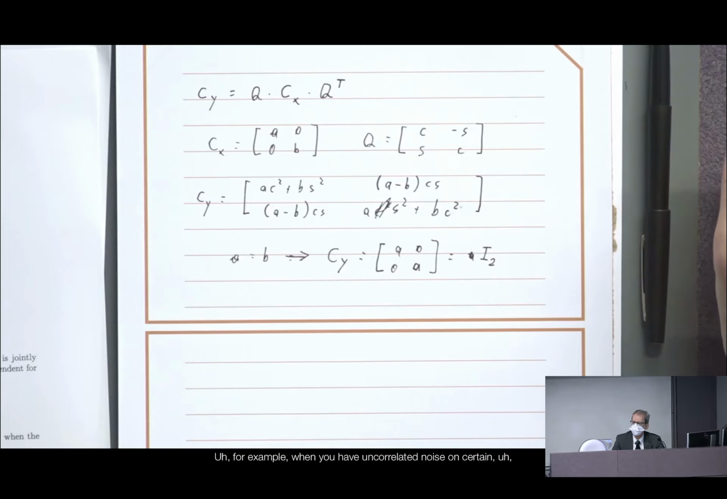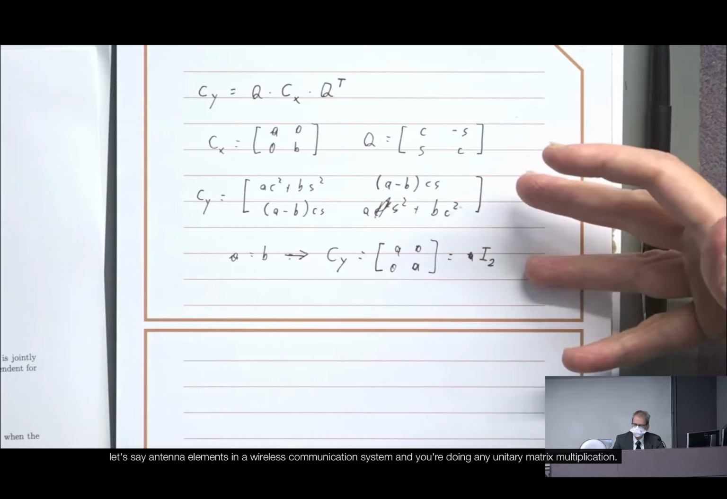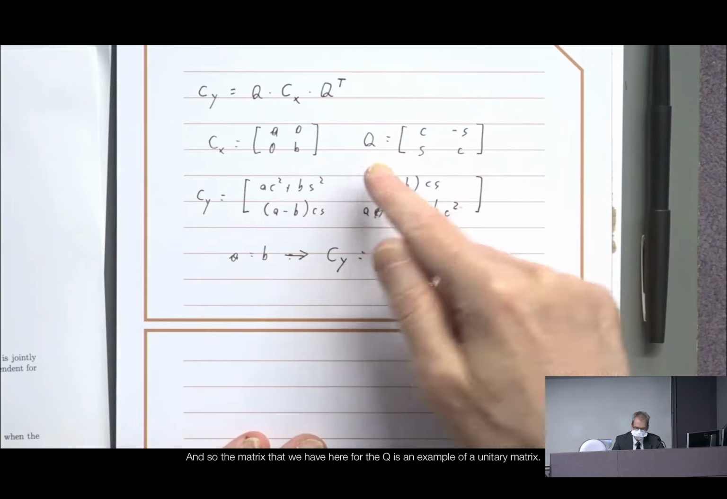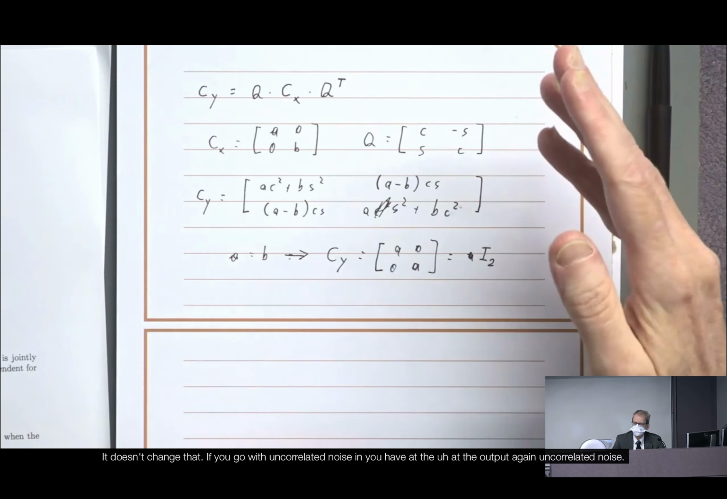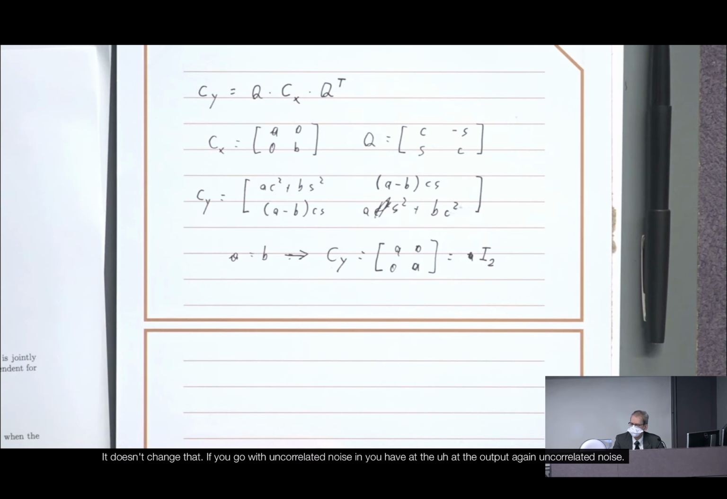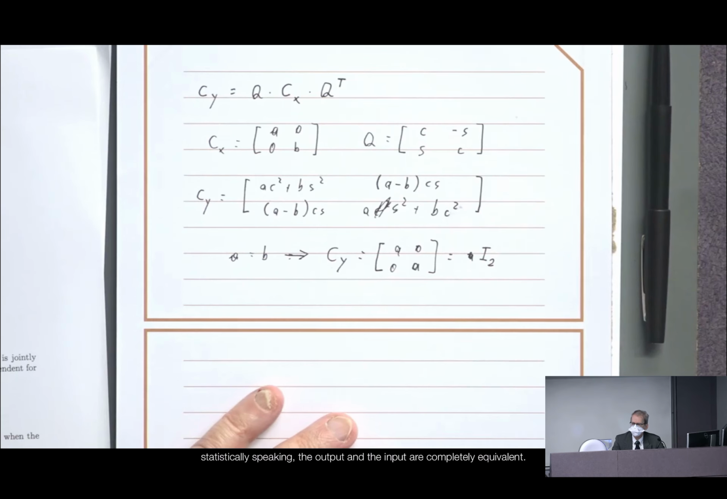For example, when you have uncorrelated noise on certain, let's say, antenna elements in a wireless communication system, and you're doing any unitary matrix multiplication, and the matrix Q that we have here is an example of a unitary matrix. More generally, any unitary matrix multiplication doesn't change the properties of the noise. If you have uncorrelated noise in, you have at the output again uncorrelated noise. So even though the realizations of the noise at these antenna elements, the output of the transformation, might be different from the realizations at the input, statistically speaking, the output and the input are completely equivalent.